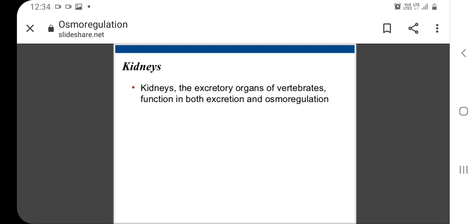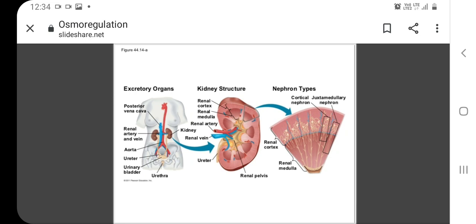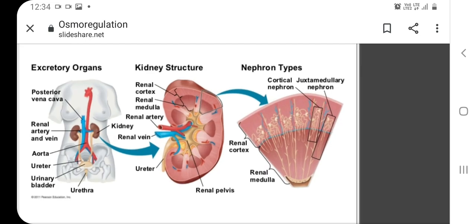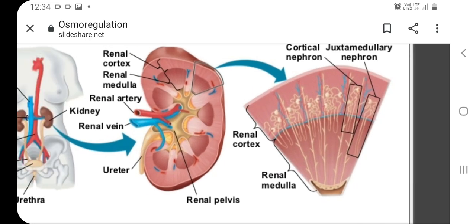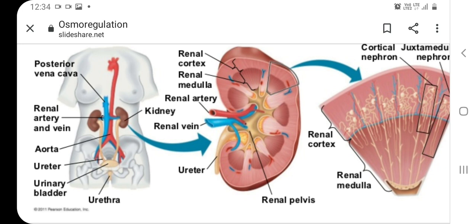Kidney, the excretory organ of vertebrates, functions both for excretion as well as for osmoregulation. This is a typical structure of the kidney. Two kidneys are present. The right one is a little bit higher than the left one.